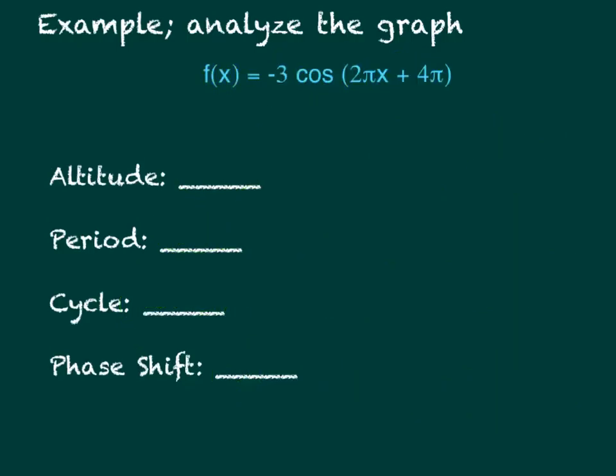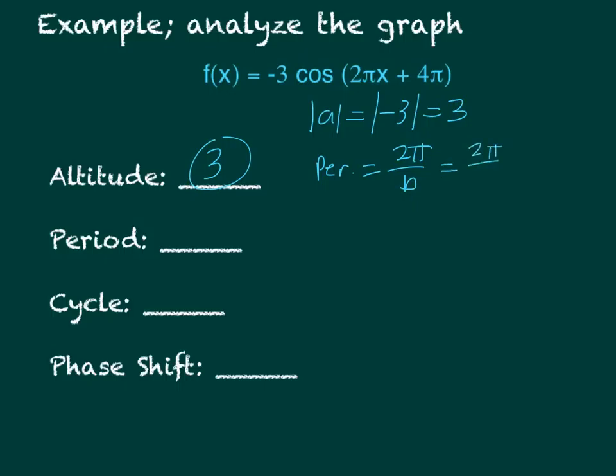And the last example here, f of x equals -3 cosine of 2 pi x plus pi over 4. Okay, so my altitude, the absolute value of A, absolute value of -3 is equal to 3, so my altitude is 3. My period is how far it's going to travel before it repeats. To find the period, you take 2 pi, and you divide it by whatever's multiplied by the x, which is 2 pi. So that's going to be 2 pi over 2 pi, which is obviously 1. So my period is going to be 1.